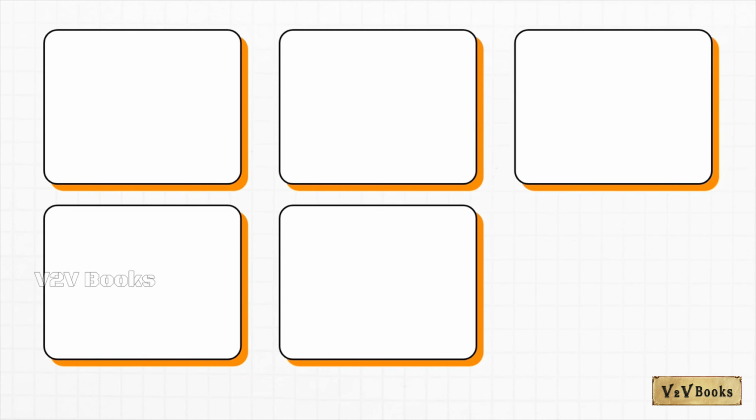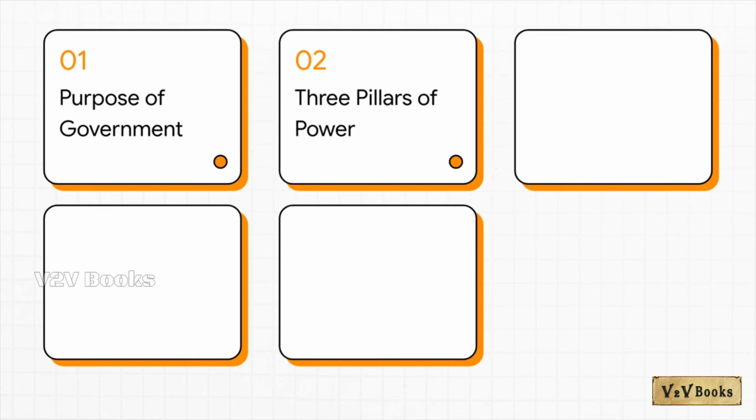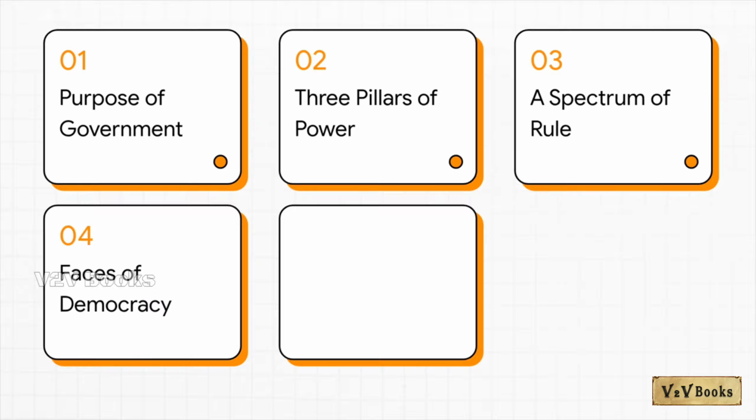Okay, so to get our heads around this complex OS, here's our game plan. We're going to start with the most basic question. What's the whole point of government anyway? Then we'll build its three main pillars of power. After that, we'll look at the whole spectrum of who can be in charge. We'll dive deep into the many, many faces of democracy, and we'll finish up with a super practical checklist for what a modern democracy really needs to function.